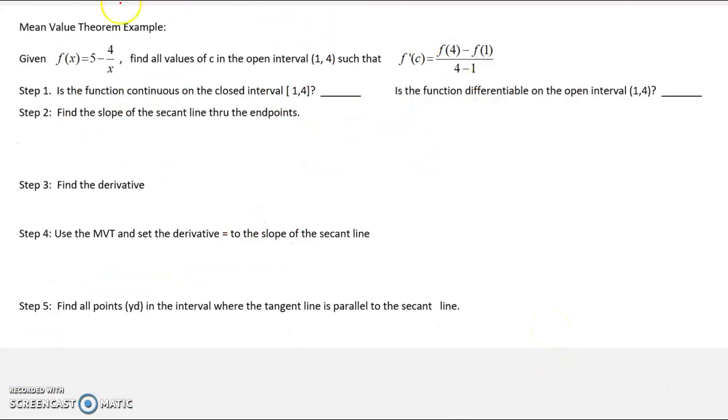So let's try an example. We're given the function 5 minus 4 over x. We want to find all the values between 1 and 4 such that, and they tell you exactly right here what we're doing, the derivative at c equals the slope between 1 and 4, the two endpoints. So first, is the function continuous on the closed interval from 1 to 4? You can graph the function and look at the graph and realize that yes, this will be a continuous curve and it will be differentiable on the interval.